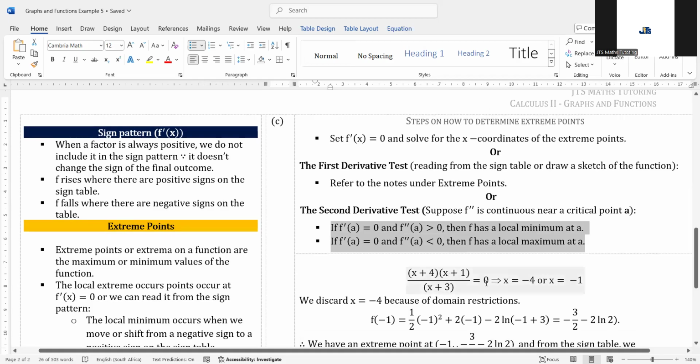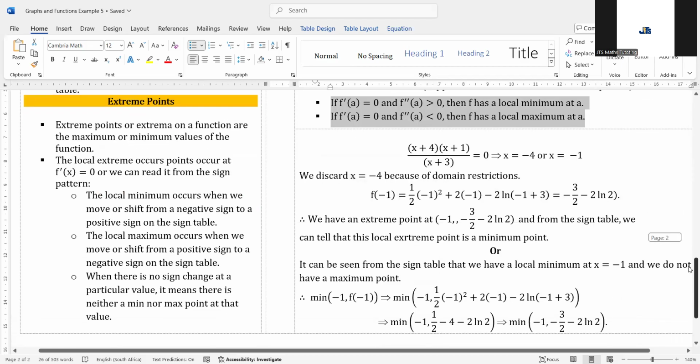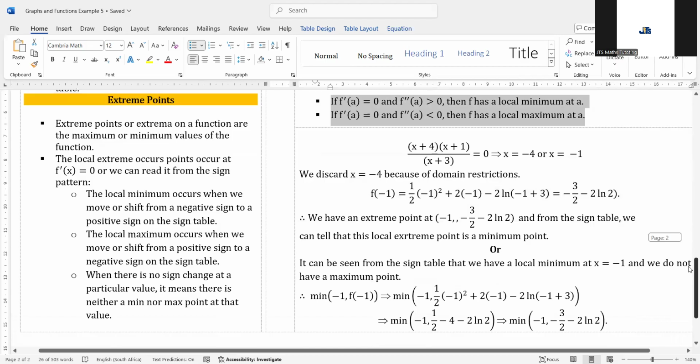You can see here, I've set this equal to 0. I've got x equal to minus 4, and I've got x equal to 1 right here. So we're going to discard it. x is going to be equal to minus 4 because of the domain restrictions. I'm going to leave it for you guys to check whether I got the correct values here. Another way I could have done this was to go straight and read it from the sign table or the sign pattern.